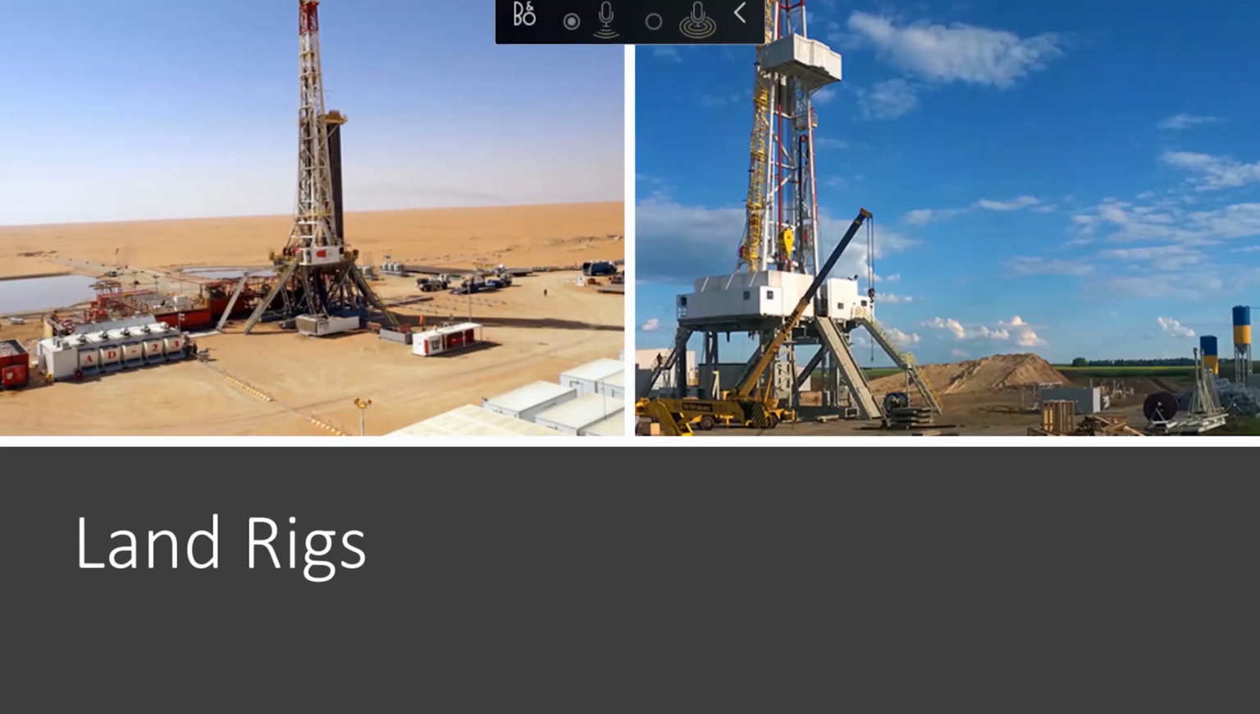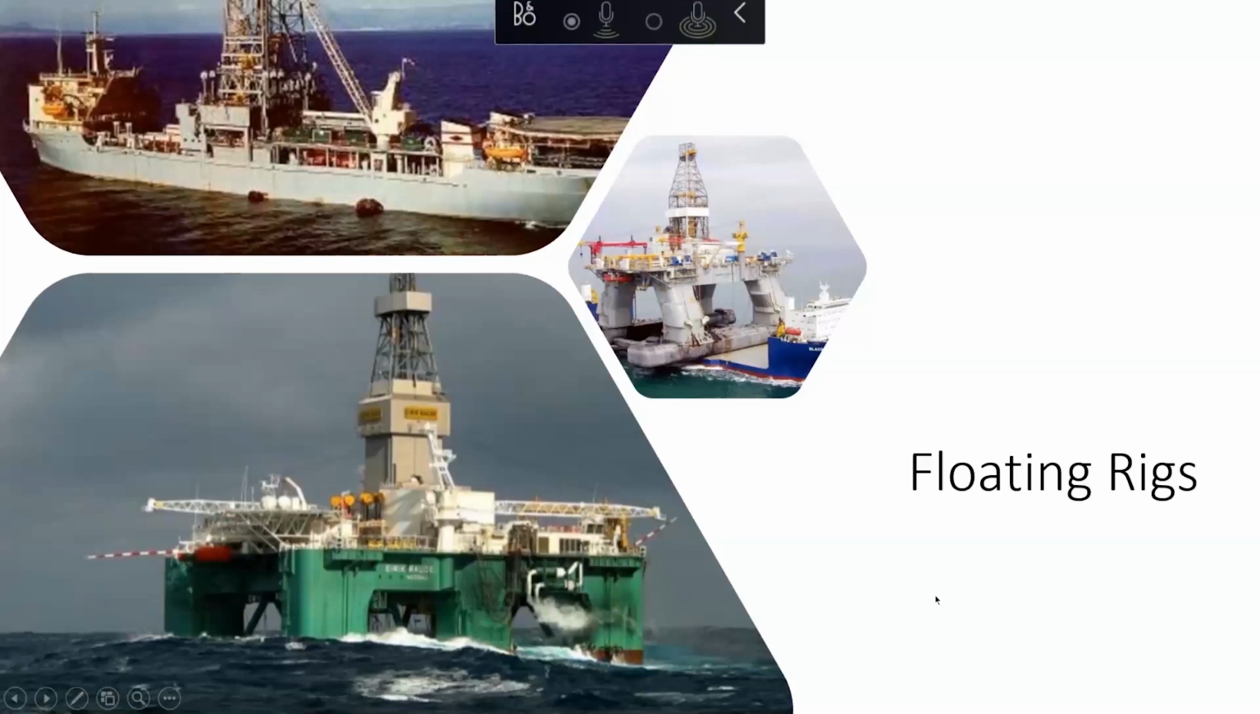And for the floating rigs, the first one is a drill ship, and the other two are semi-submersibles. These two basically, drill ships and semi-submersibles, are mostly used or operated to drill in deep water, medium to deep water operation, and some even ultra deep water operation.